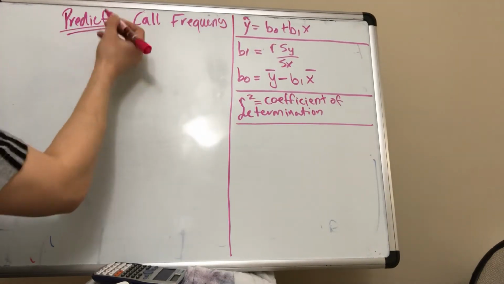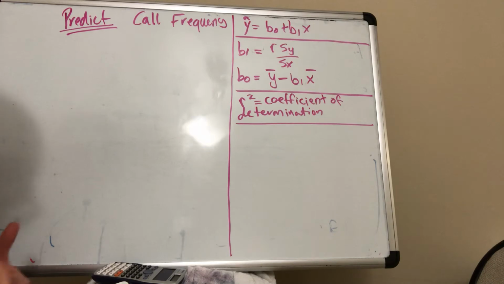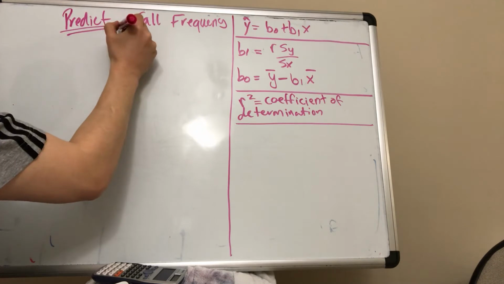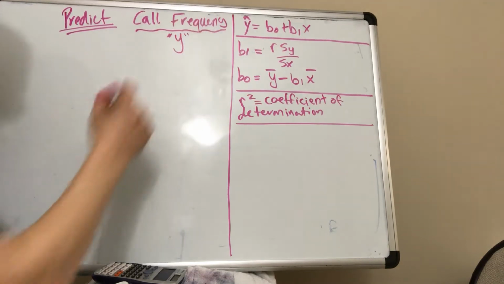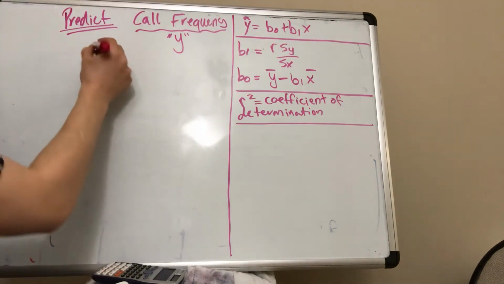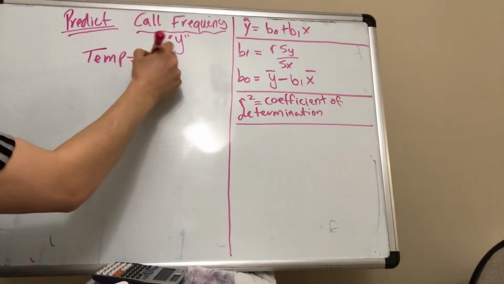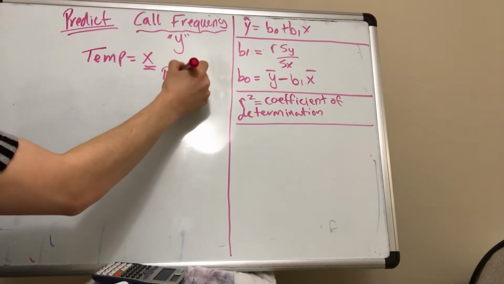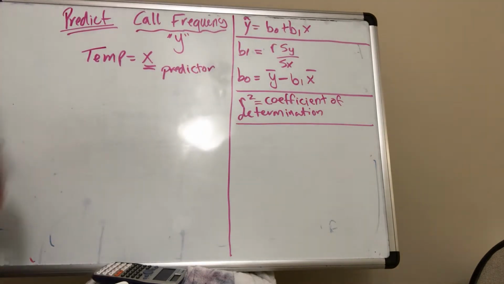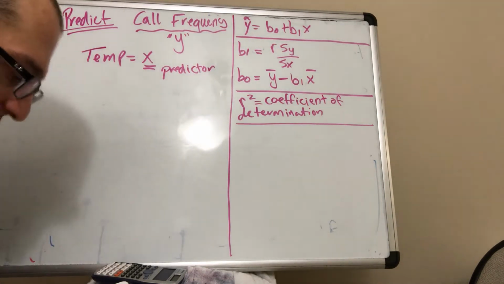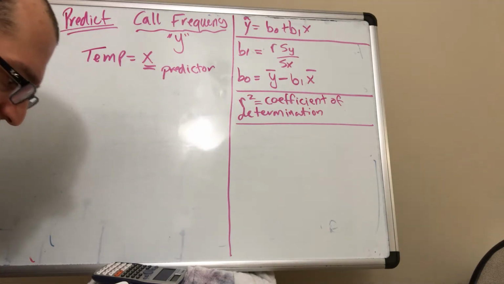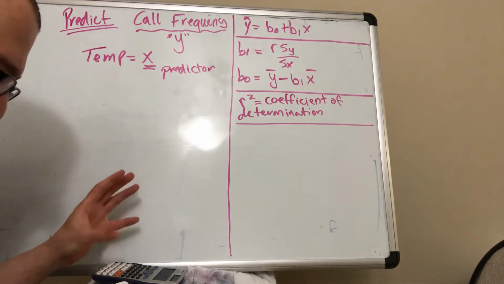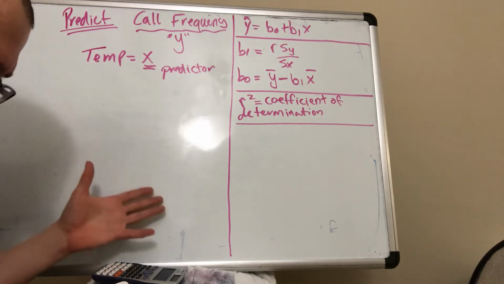When you see predict something, that's another indication that you're dealing with a regression concept. And whatever you're trying to predict is your y. So call frequency would be y in this case. And temperature is x, and that's what you're using to predict. We call this the predictor. So whatever you're trying to predict is y, and in this case it's call frequency. And remember, it's call frequency for mating between frogs.